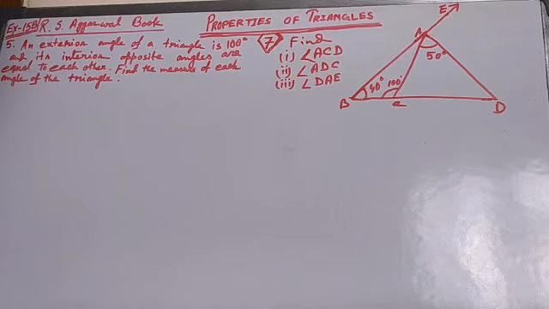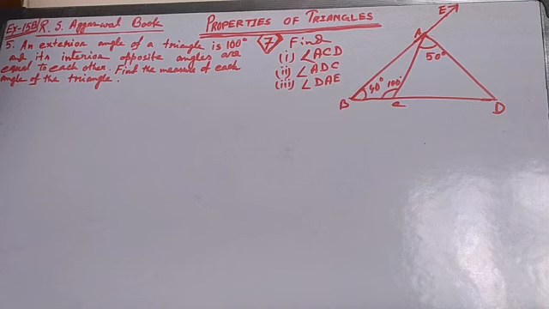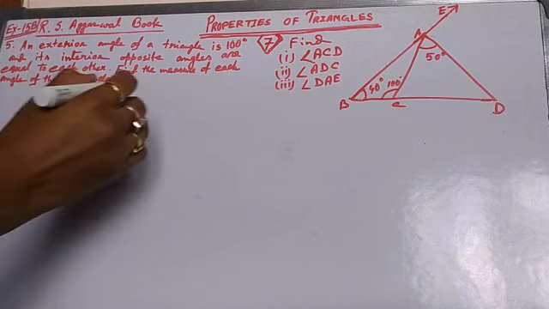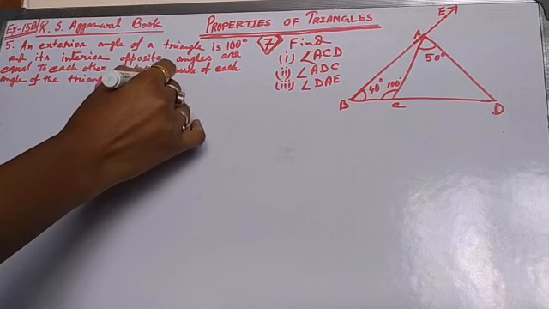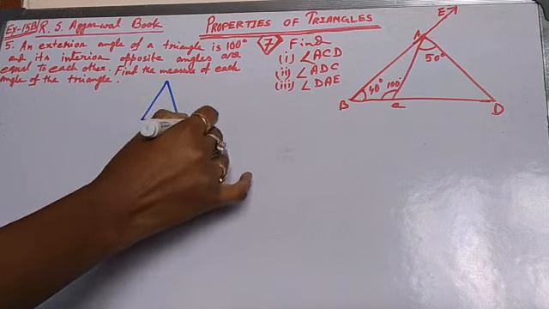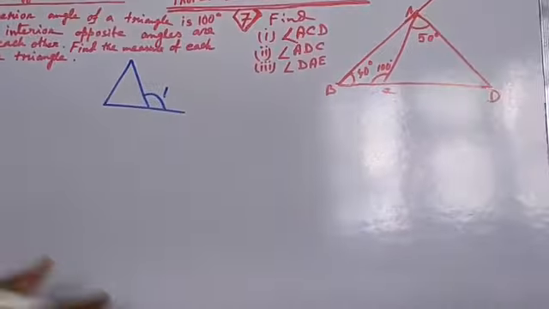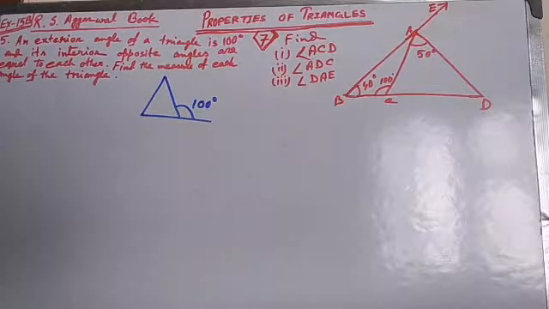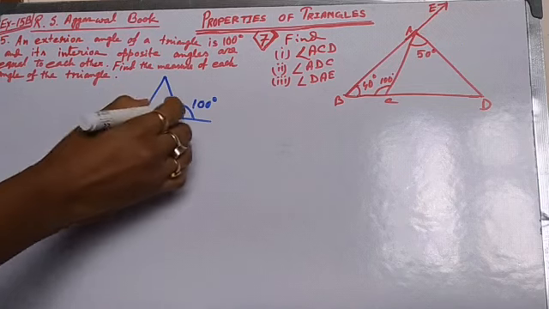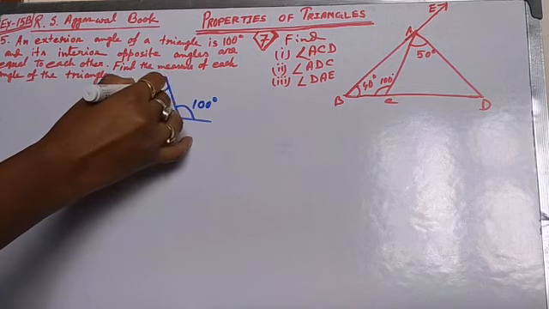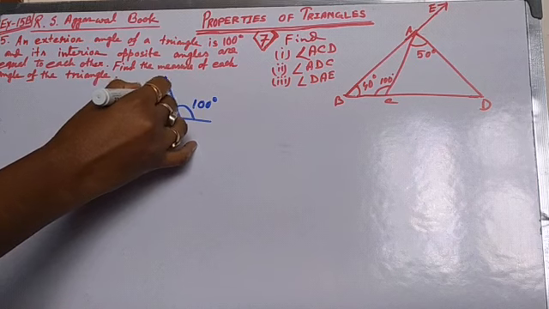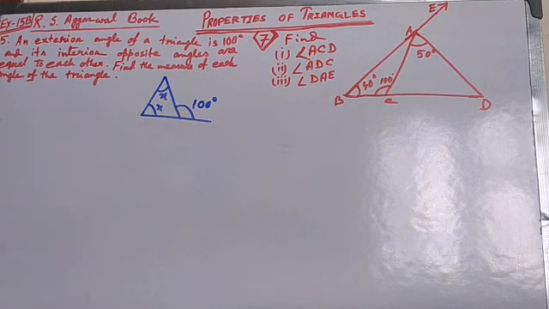Now question number 5. An exterior angle of a triangle is 100 degree and its interior opposite angles are equal to each other. Find the measure of each angle of the triangle. Okay. The triangle I have drawn here, the exterior angle is 100 degree and each of the interior opposite angles are equal to each other. That means both are x.